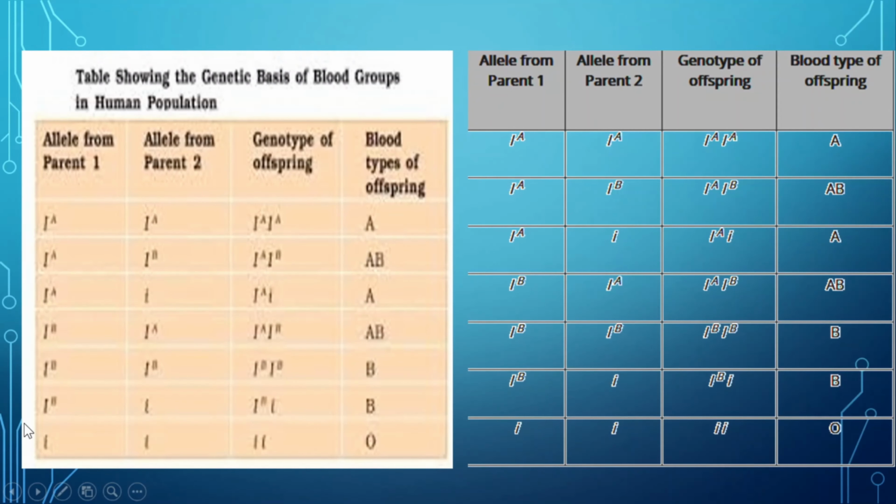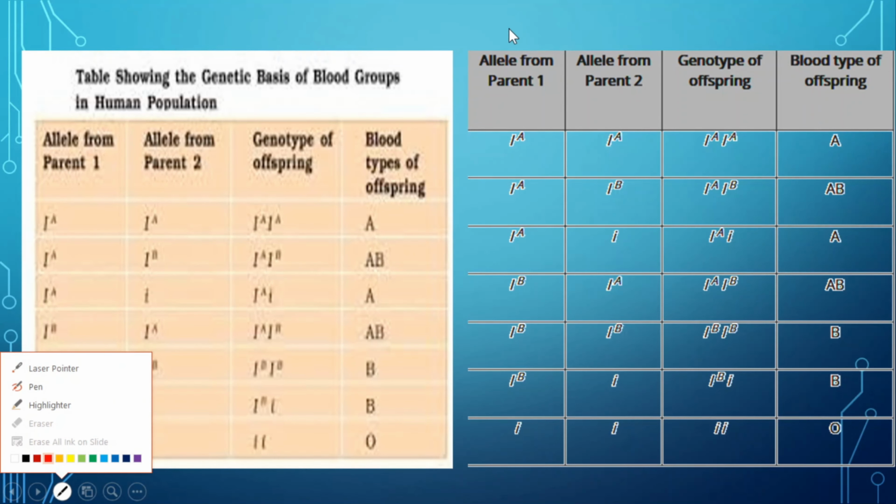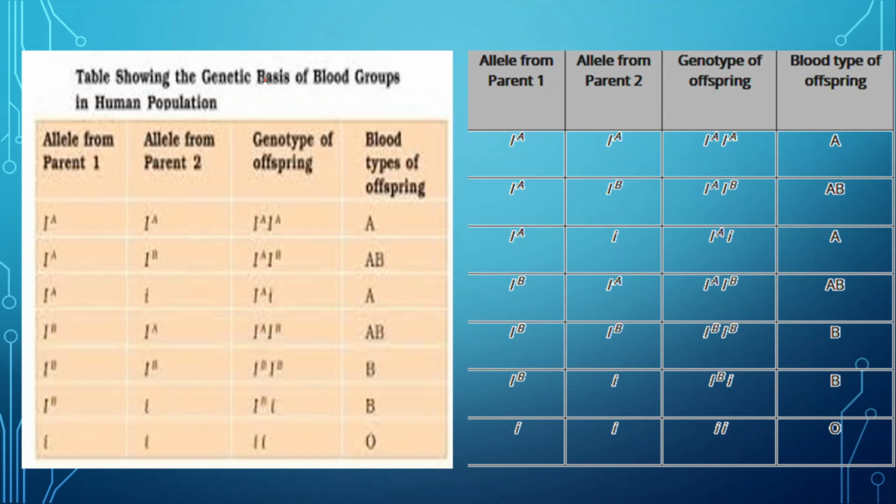In this figure we can see that this is the example of co-dominance. Here the ABO blood group in human beings is controlled by a gene. That gene has three alleles, IA, IB and small i. Because three alleles are present in place of two alleles, this is the example of multiple allelism also.